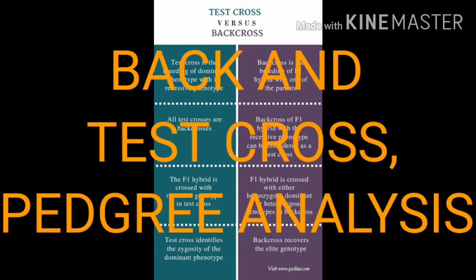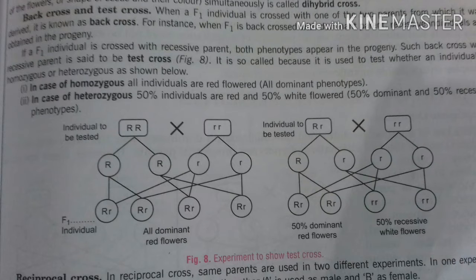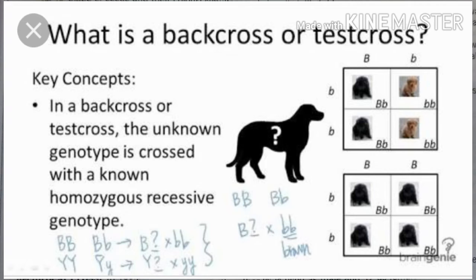I'm talking about back cross and test cross. When an F1 individual is crossed with one of the two parents from which it was derived, it is known as back cross. For instance, when F1 is back crossed with the dominant parent, recessive individuals are obtained in the progeny. If an F1 individual is crossed with the recessive parent, both phenotypes appear in the progeny. Such a back cross with the recessive parent is said to be test cross.